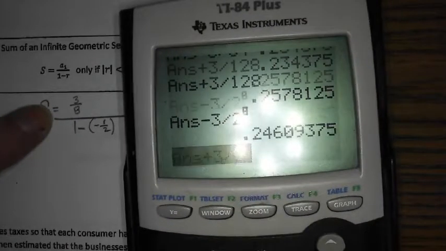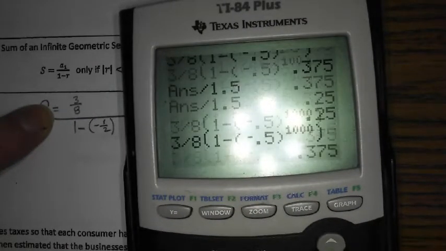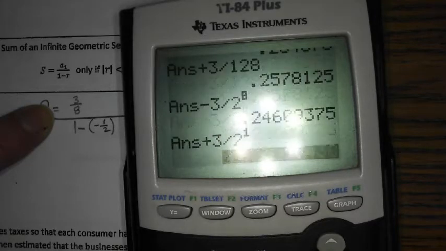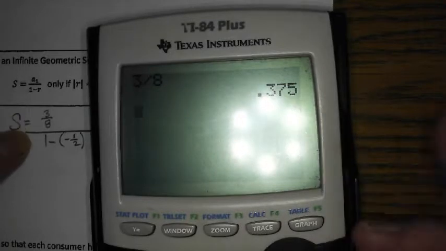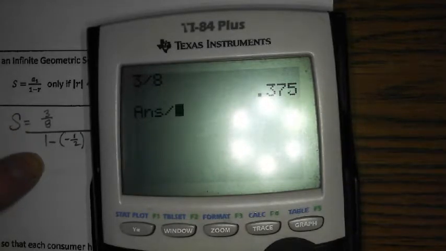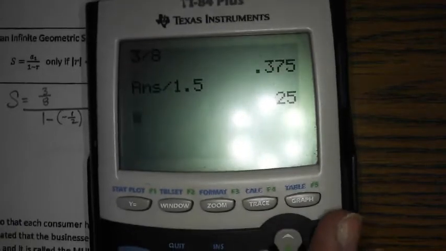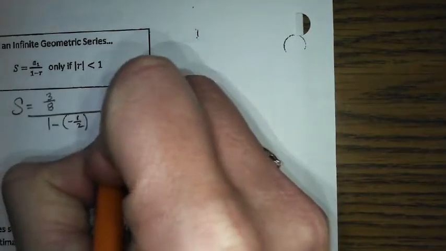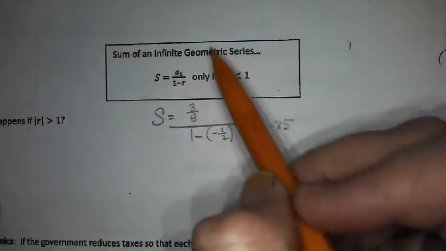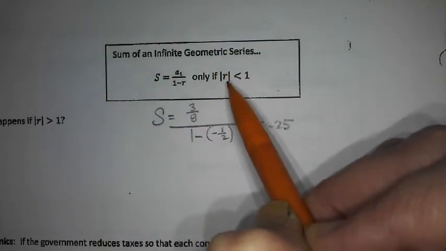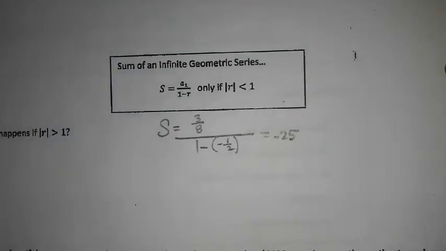So if I scroll this all down, 3/8, which gives us that 0.375, divided by 1.5, and you get the 0.25. Okay? This is saying that this only works if the absolute value of your ratio is less than 1.